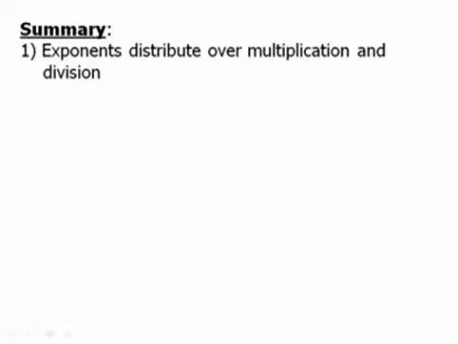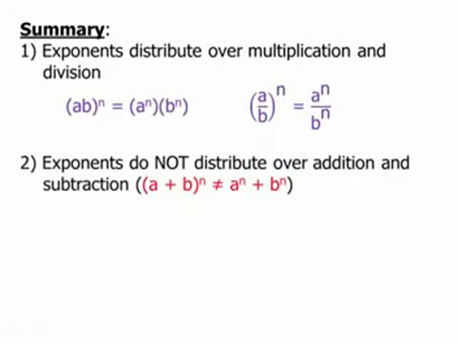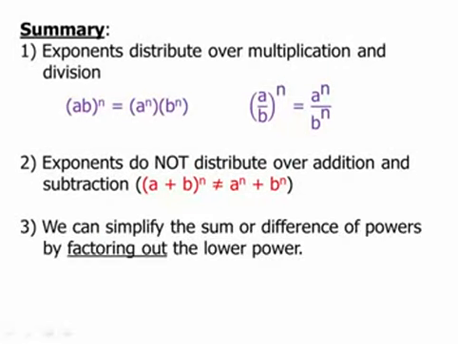In summary, exponents distribute over multiplication and division, and those are the patterns. Exponents do not distribute over addition or subtraction. Those are very tempting mistake patterns. And we can simplify the sum or difference of powers by factoring out the lower power. And finally, if the bases are equal and we have a to the m equals a to the n, we can equate the exponents.